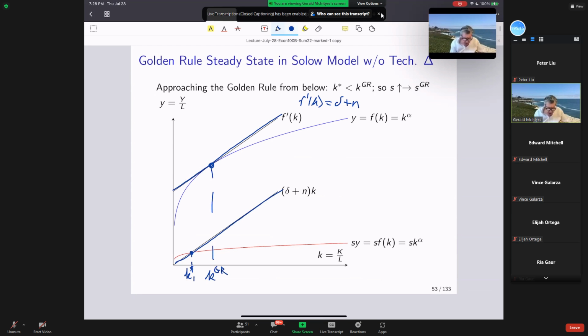And so K_GR is the golden rule. And you can see the vast amount of consumption that's possible there. This would be consumption at the golden rule, and it's a little bit larger than current consumption in this setup.